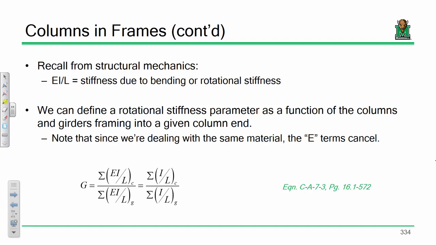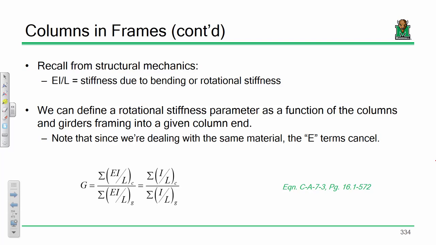But see, we're looking at steel, right? So the E for the columns and the E for the girders are all the same because E for steel is 29,000 ksi. So what I'll do is I'll factor out the E values and cancel it. And so all I have to worry about is I over L. It's kind of similar to a moment distribution. Remember how we would compute those I over L values to get that relative stiffness? It's kind of the same thing.